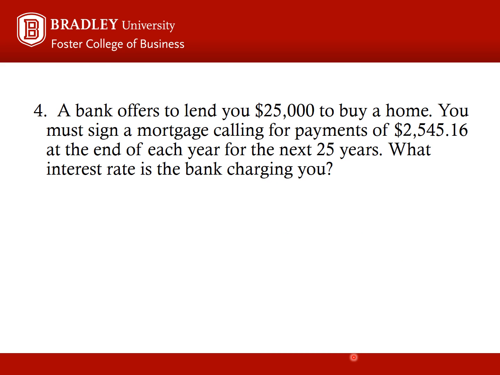Okay, here's another bank loan problem. A bank offers to lend you $25,000 to buy a home. You have to sign a mortgage calling for payments of $2,545.16 at the end of each year for the next 25 years. What interest rate is the bank charging you? Okay, here we clearly have an annuity, right? You're making $2,545.16 payments every year for 25 years. So we definitely have an annuity. The question becomes, do we use present value of an annuity or future value of an annuity? So think about that and try solving the problem. And we'll go to the next slide.